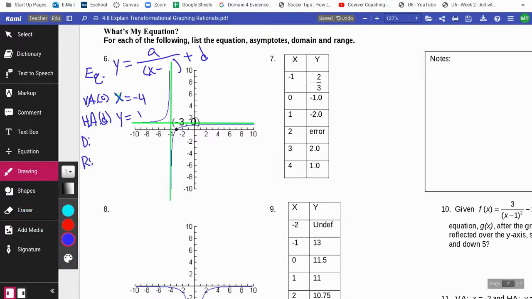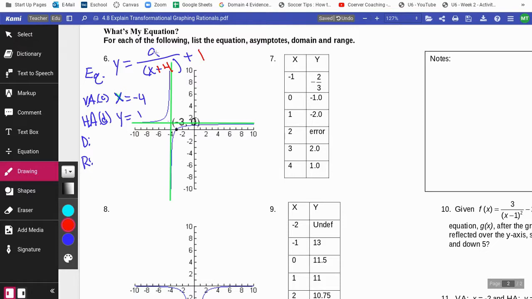The c value is -4, so it's x minus a -4, which becomes x plus 4. And then I know the d value, which is 1. So I just erase that d and put a 1 right there. So I've got most of my equation done. I just need to figure out the a value, okay?